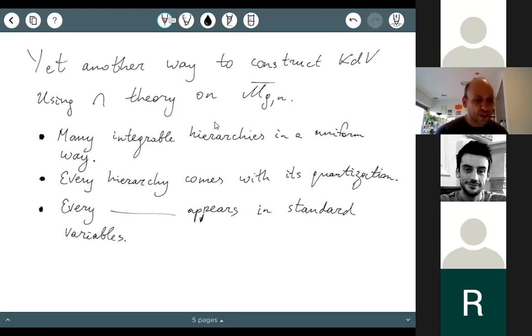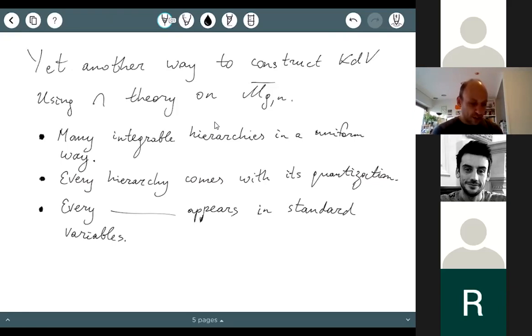So there is one thing about integrable hierarchies: you can easily disguise them. If you have KdV, it depends on an infinite number of variables, T0, T1, T2, T3, and so on. But then you can do a change of variables, introduce new variables that are expressed in some way from these T0, T1, T2, T3, and you get another integrable hierarchy that is actually equivalent to KdV, but written in a different way.